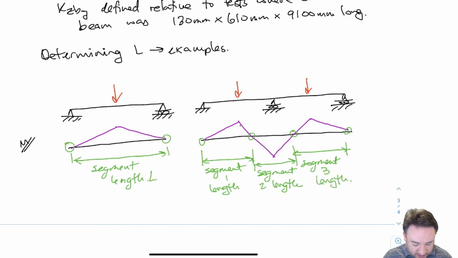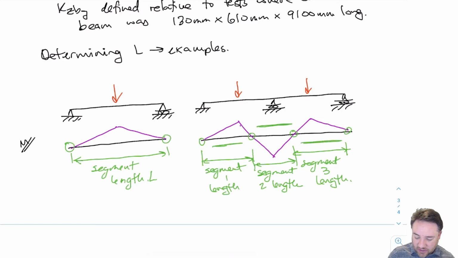Okay, one other interesting thing that happens here is, on the left segment, segment 1, I have tension in the bottom of the beam. And then in segment 2, I have tension on the top of the beam, and in segment 3, I have tension on the bottom of the beam again. But there's always some tension side of the beam, and so we're always going to consider some KZBG, and each segment has a different KZBG. So what's the consequence of that?